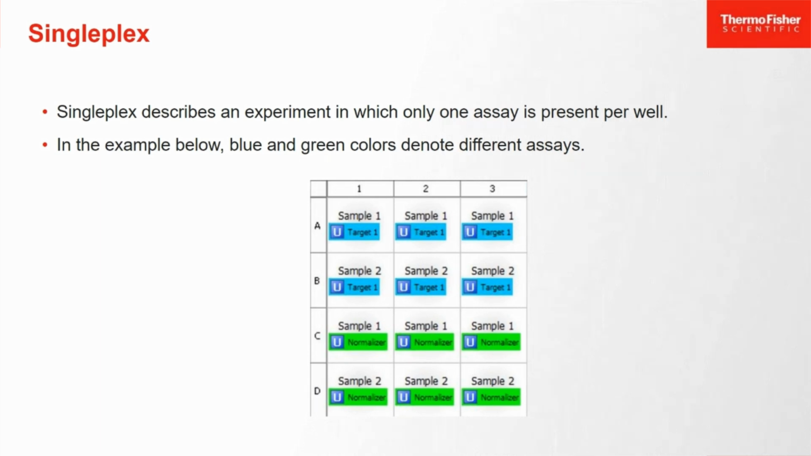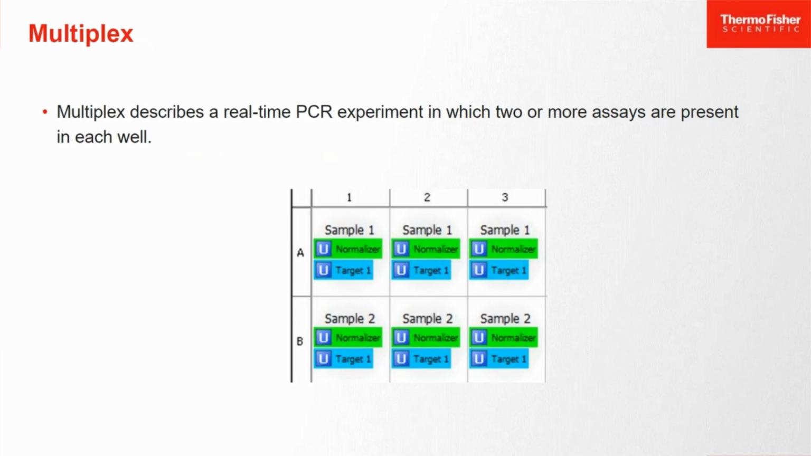Singleplex describes an experiment in which there is only one assay in each well. In the example shown on this slide, one target assay was colored blue and the normalizer assay was colored green. And note they're in separate wells. A multiplex describes a real-time PCR experiment in which there are two or more assays present in every well. So now we have the target, blue, the normalizer, green, present in every well.